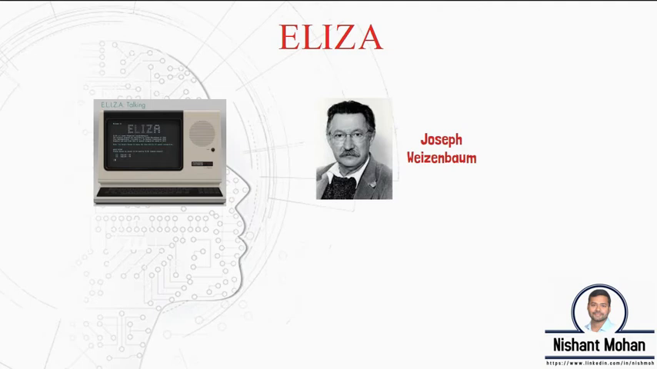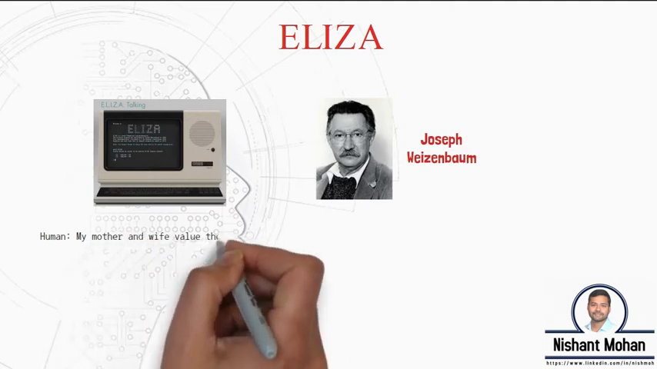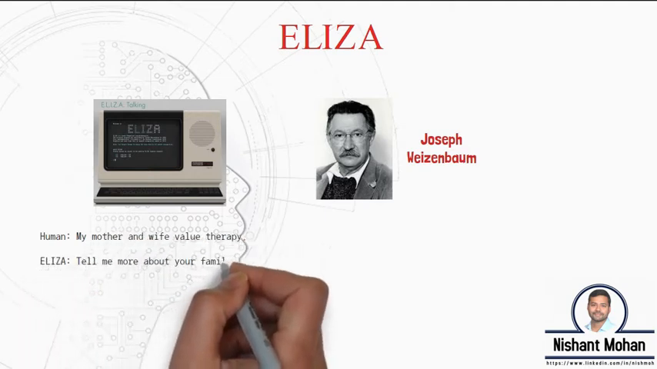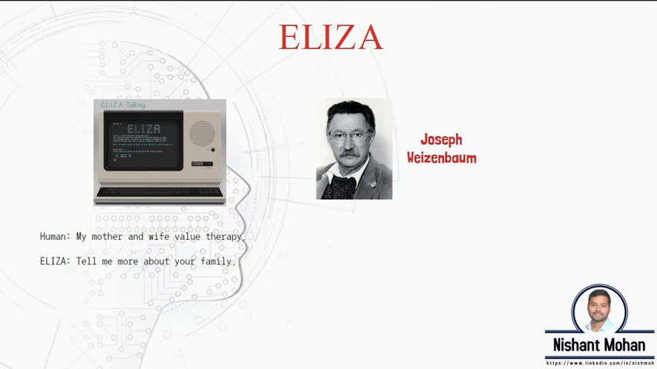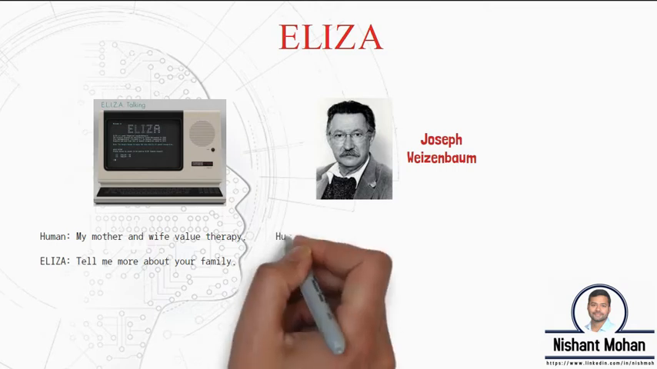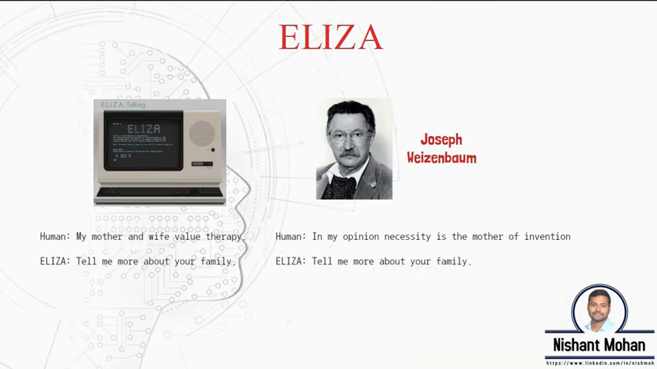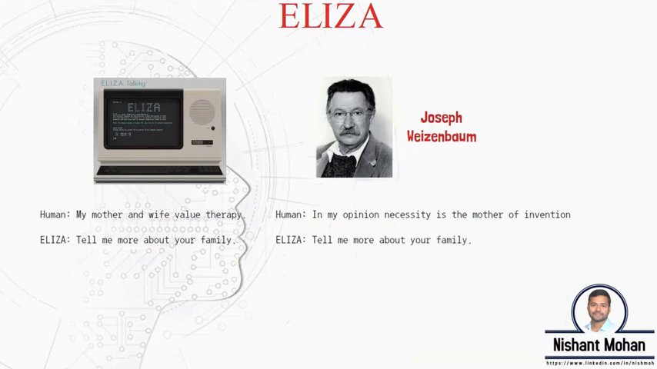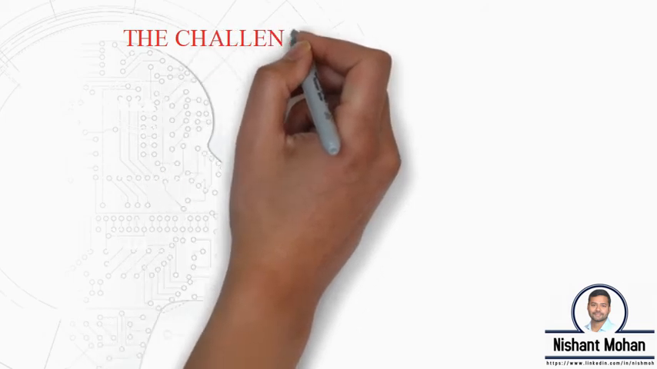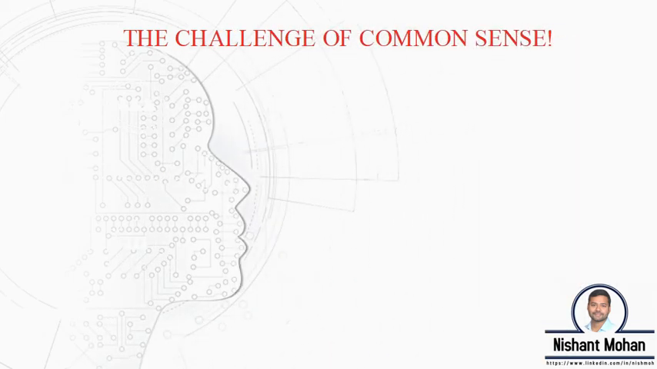Here is an example of communication with ELIZA. This response may seem reasonable, but ELIZA could easily be tricked like this. The challenge of understanding ambiguity in natural languages, which is very easy for humans, was extraordinarily hard for computers.